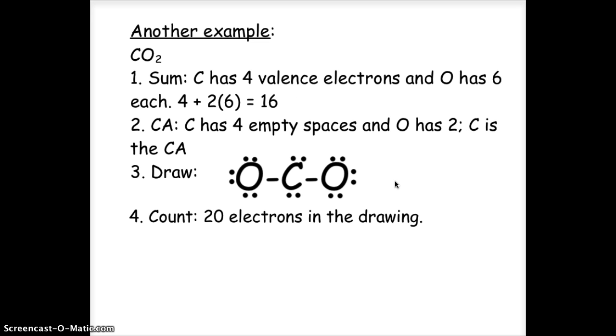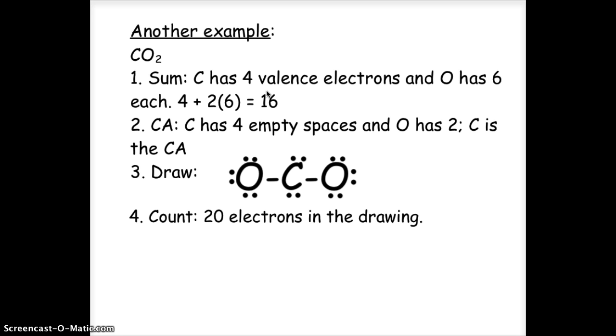So here's another example. Our first step was to sum. We've got the formula, carbon dioxide, CO2. So when we sum, carbon again has 4 valence electrons. Oxygen has 6 valence electrons, and there are 2 oxygens. So our sum is 16. That's the number we're looking for to have our picture be complete.